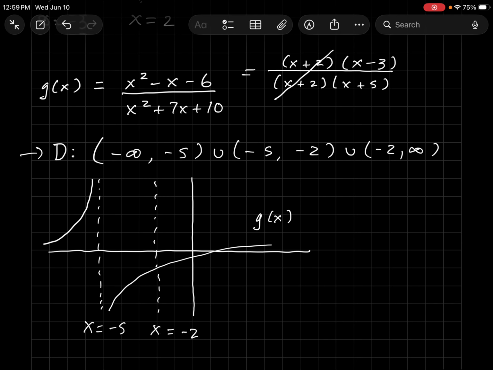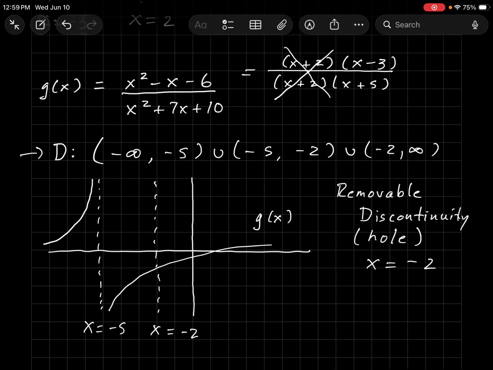But I've sort of removed it. Really what I've removed is my vertical asymptote. So there's a removable discontinuity at x equals -2 because the factor in the numerator canceled that particular factor in the denominator. If you have studied this before, you have probably called this a hole. Instead of a removable discontinuity, the fancy term, we often call these things holes.